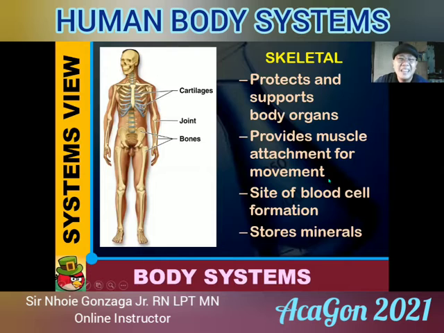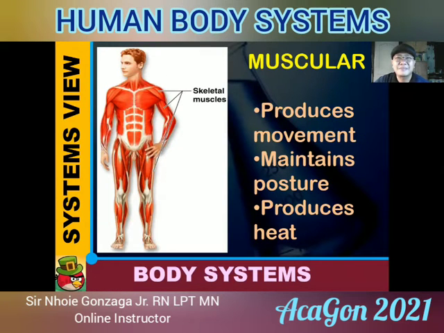Okay, next system. We have the muscular system. From the root word, of course, muscles. So the muscular system actually deals with the muscles of our body. So what are the functions of the muscular system? The first function is it produces movement, as we have said earlier. Okay, it connects to the bones, and then both of them produce movements.